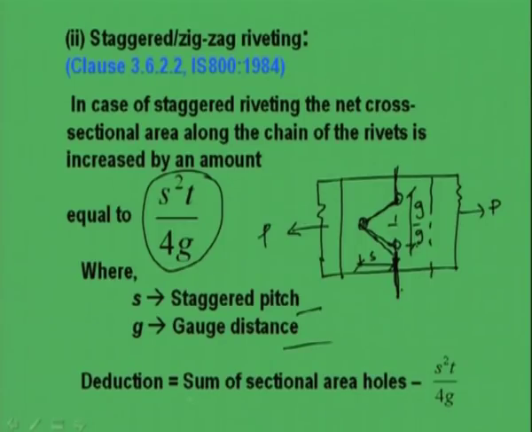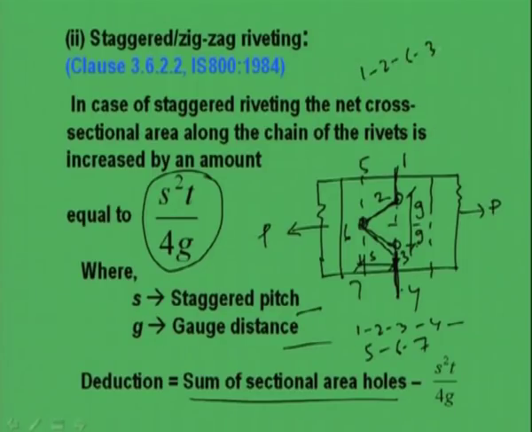So deduction will be the sum of sectional area of holes minus S square t by 4G. So what we are seeing is that this plate can fail through, say if I number this 1, 2, 3, 4. So through 1, 2, 3, 4 it can fail. This is chain riveting like this, or it can fail through, say, 5, 6, 7 also. Another option is that it fails through 1, 2, 6, 3, 4.